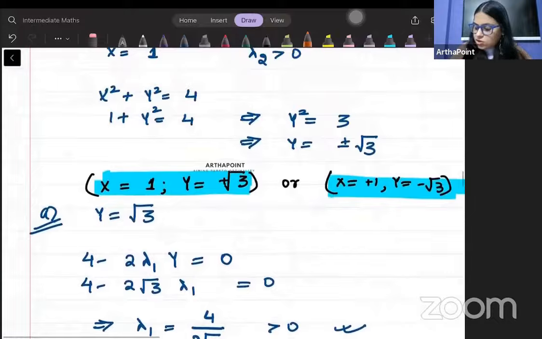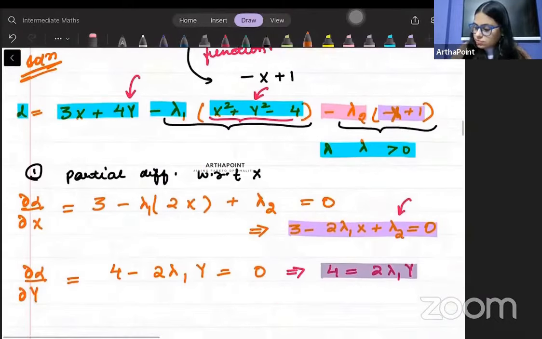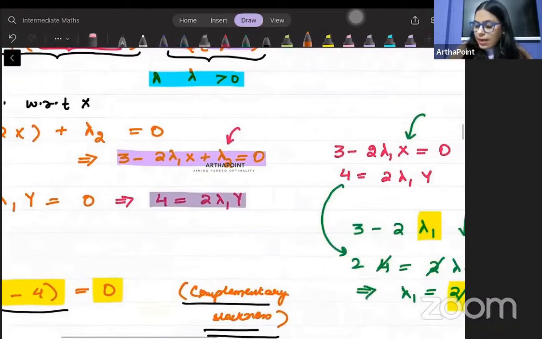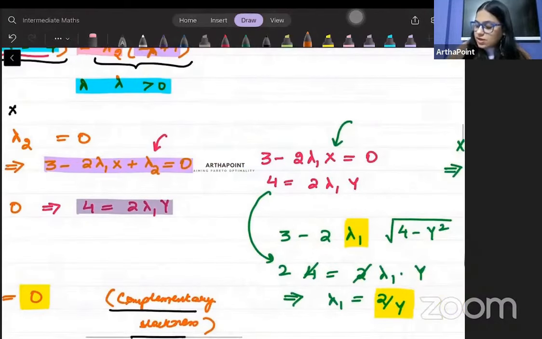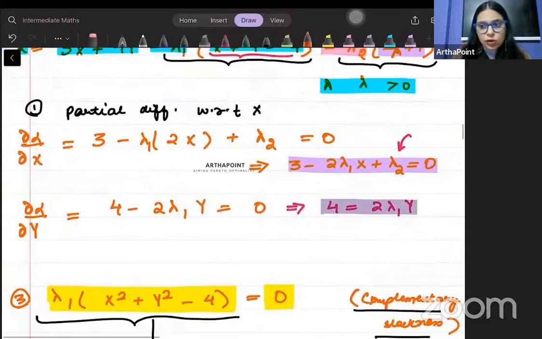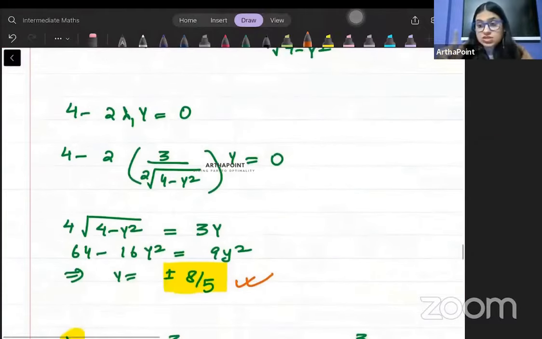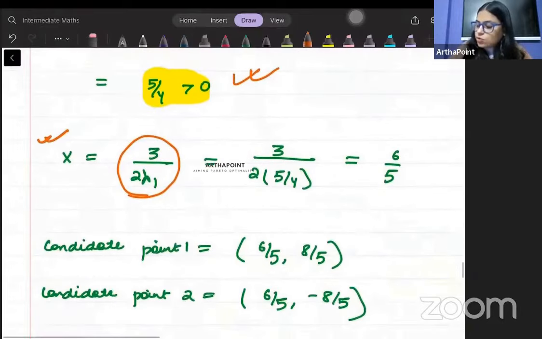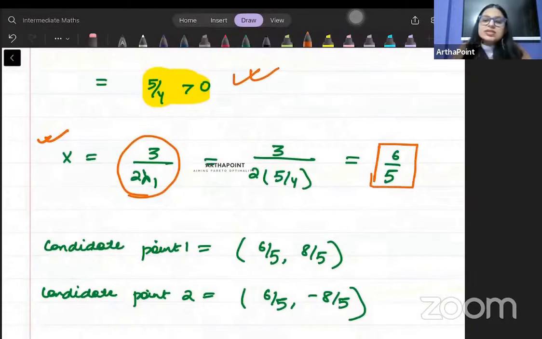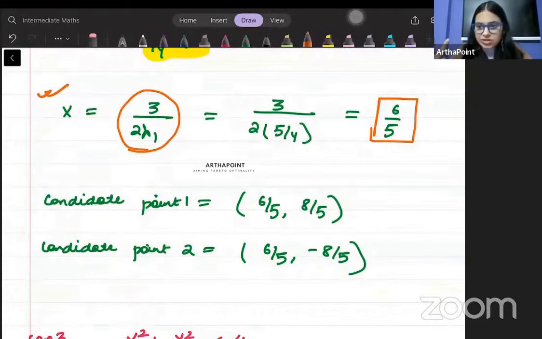If I just go back to the constraint, just come back to this constraint. हाँ, so lambda 2 0 था तो यहाँ से हमारी x की वैल्यू आ गई थी ना बच्चे. We have already got x as 3/2 lambda 1. So you can just put the value of lambda 1 and get the value of x from here. So this is a very, very important question. I'm again and again telling you. So when you do that, you will get the value of x as 6/5. So we have got 2 candidate points now.